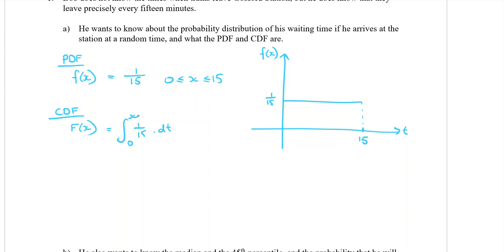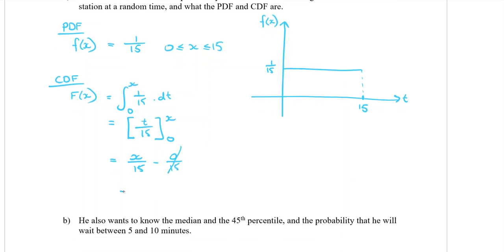Okay, so integrating, I get t over 15 because t is what I'm integrating with respect to, because it was a dt. And I'm subbing in between 0 and x. When I sub that in, I get x over 15 minus 0 over 15. So 0 over 15 doesn't do anything. And the equation of my graph would just be x over 15. If I want to draw that, that's still a straight line, but it's now a sloping straight line that has a gradient of 1/15.